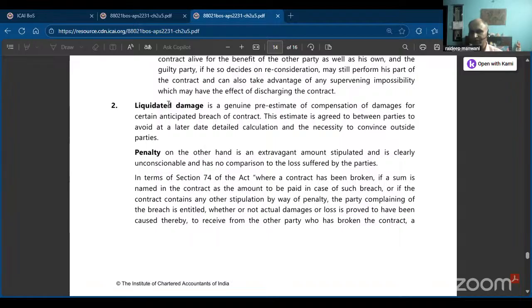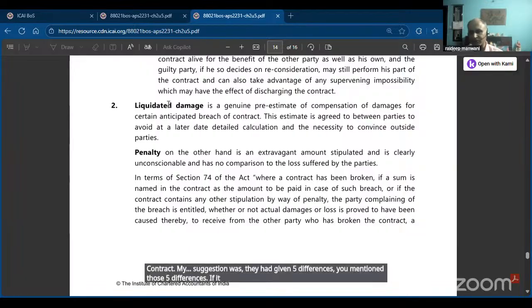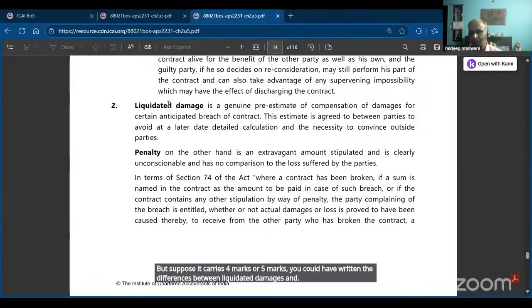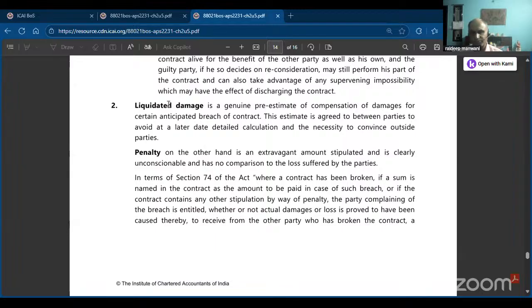My suggestion was, they had given 5 differences. You mentioned those 5 differences. But if it carries just 3 marks or something, just write what they've written. But suppose it carries 4 marks or 5 marks, you could have written the differences between liquidated damages and penalty. Next one.